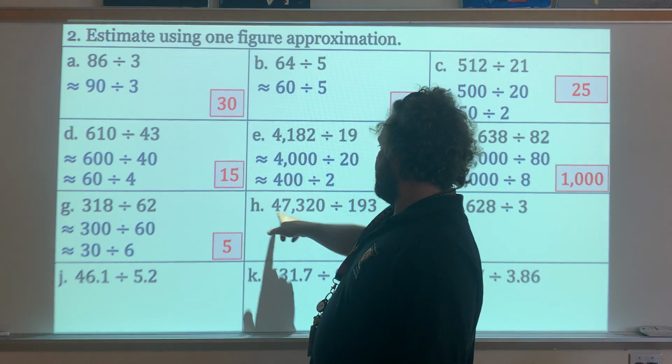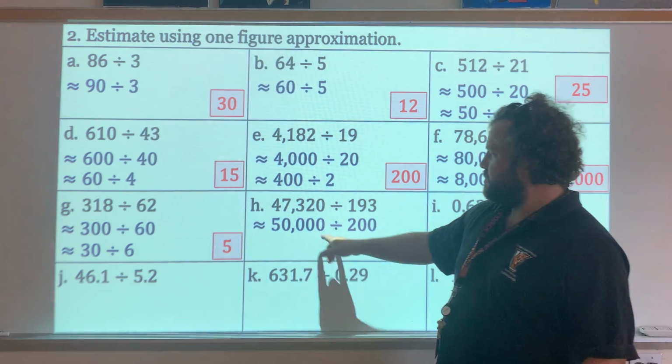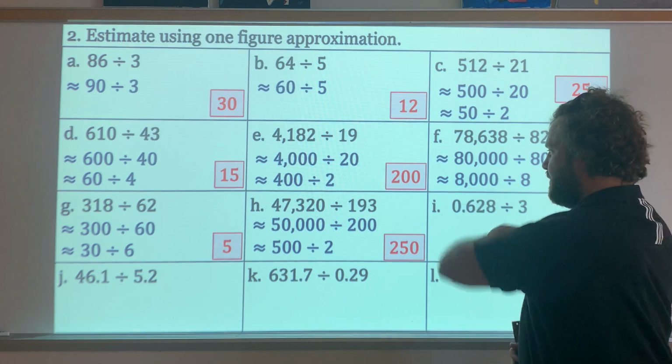7 rounds up, 50,000. 9 rounds this to a 2. And 50,000 divided by 200. Take off 2 zeros, take off 2 zeros. 500 divided by 2 is 250.